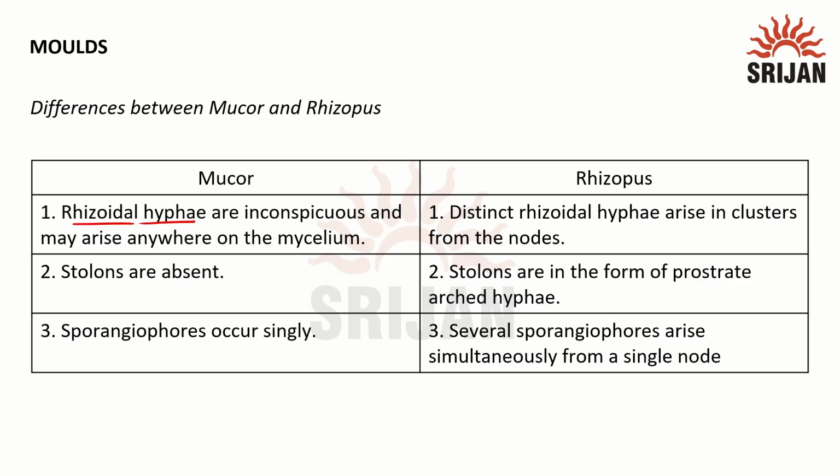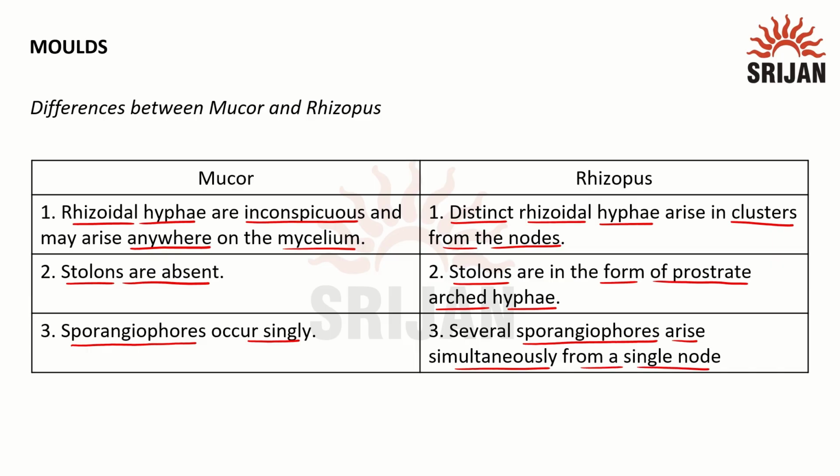In Mucor, rhizoidal hyphae are inconspicuous and may arise anywhere on the mycelium, whereas in Rhizopus, distinct rhizoidal hyphae arise in clusters from the nodes. In Mucor, stolons are absent and sporangiophores occur singly. In Rhizopus, stolons are in the form of prostrate arced hyphae and several sporangiophores arise simultaneously from a single point of contact.